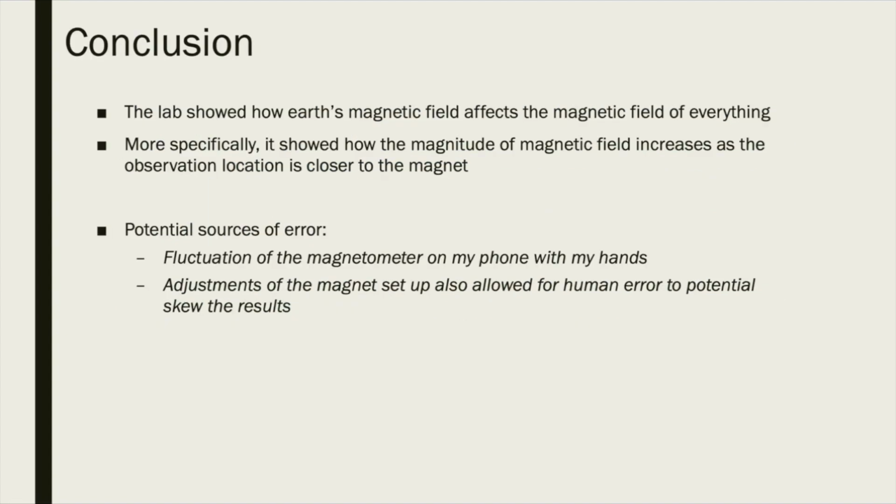As our conclusion, the lab showed how Earth's magnetic field attracts the magnetic field of everything, and more specifically, it showed how the magnitude of the magnetic field increases as the observation location is closer to the magnet. And then potential sources of error were fluctuation of the magnetometer on my phone with my hands, and then adjustments to the actual setup of the magnet on the meter stick, which allowed for potential human error to skew the results.